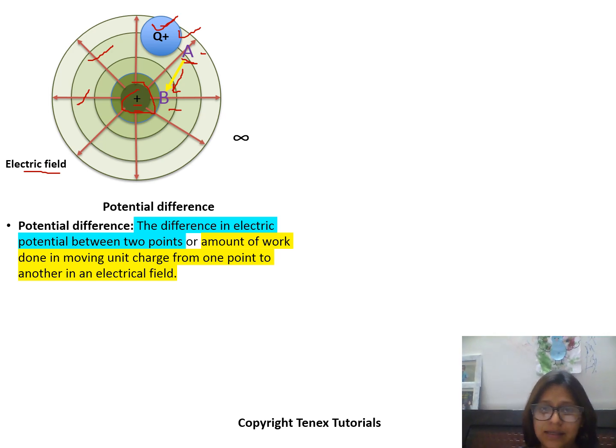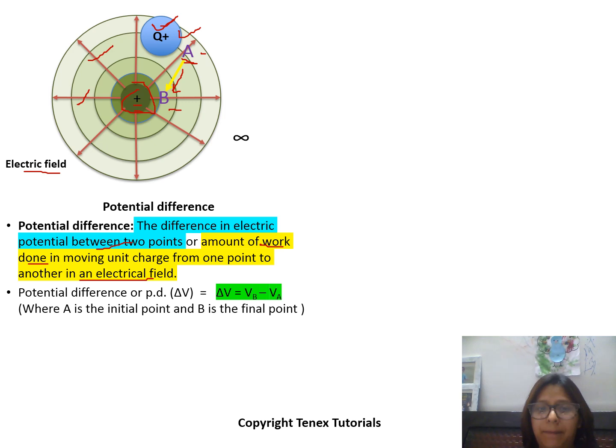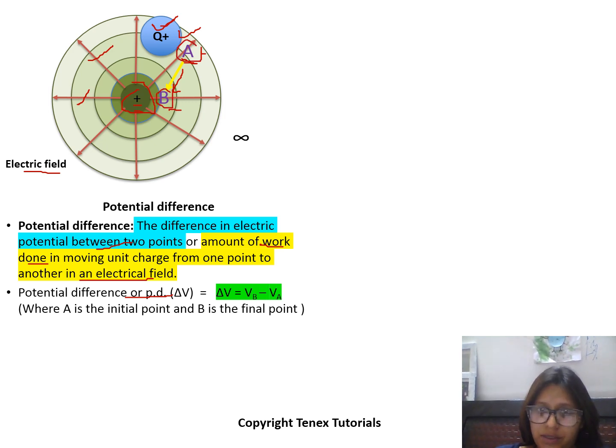Potential difference is the difference in the electric potential between two points, or it is the amount of work that is done in moving a unit charge from one point to another point in the electric field of another charge. Further, potential difference is also mathematically denoted as delta V, where delta means a little difference. And delta V is equal to the potential at the final point, where the charge has been pushed to, minus the potential at the initial point.